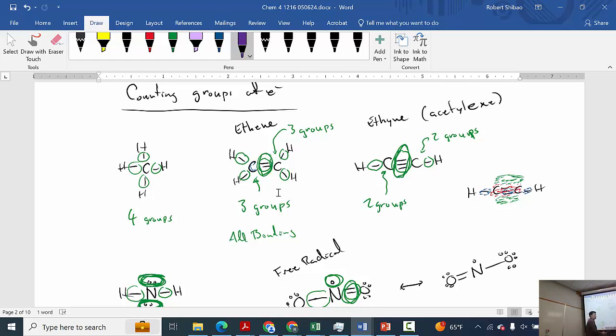It counts as 1 group, but there is a difference. They aren't exactly the same because we have twice as much electron cloud, but it's kind of spread out. It's not all concentrated in the sigma. We have some in the pi region too, above and below the internuclear axis. And so this is 3 groups.